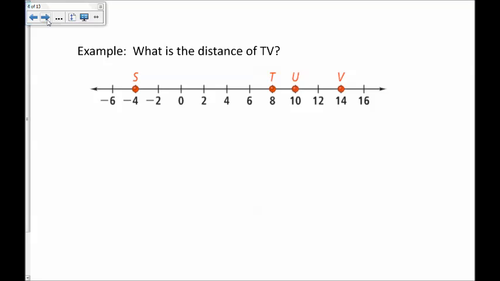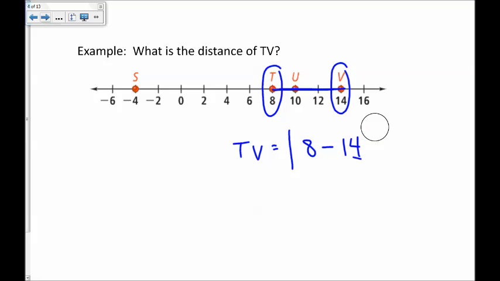Another example. What is the distance of TV? Well, the coordinate of T is 8, and the coordinate of V is 14. So TV is the absolute value of the coordinate of T minus the coordinate of V. 8 minus 14 is -6, and the absolute value of -6 is 6. So the distance of segment TV is 6.